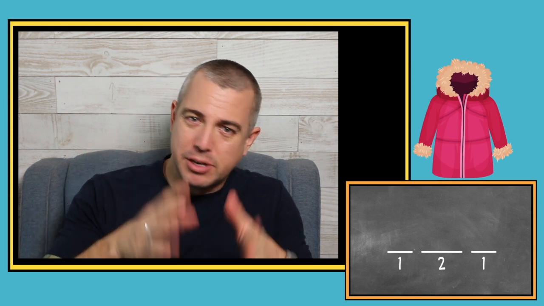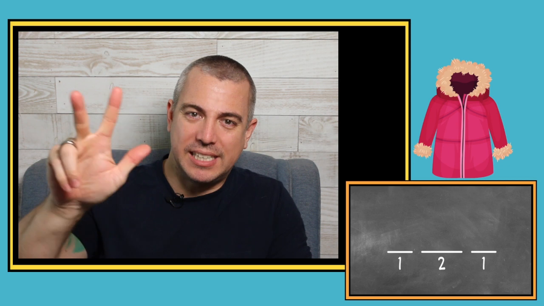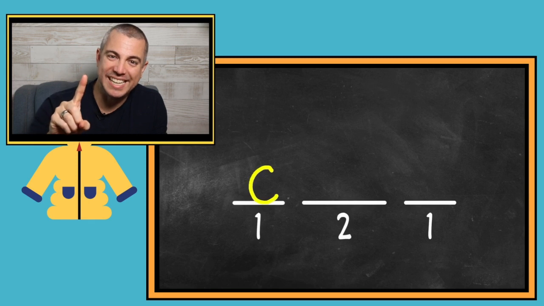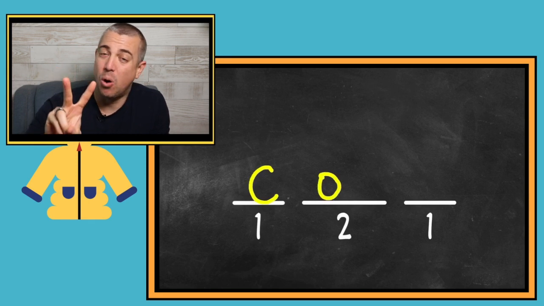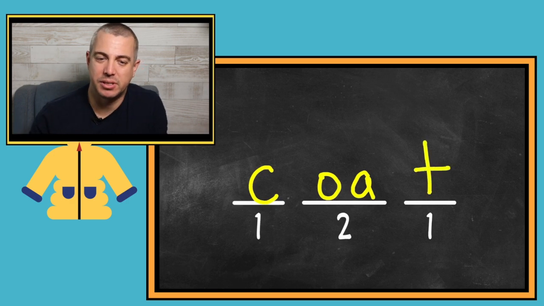All right, for our next word, we're going to do the word coat. All right, there are 3 sounds again, just like the word boat. K, O, T. Can you spell coat? Our word coat, 3 sounds. K, C-O-O-A, and T is our last sound, T, coat.